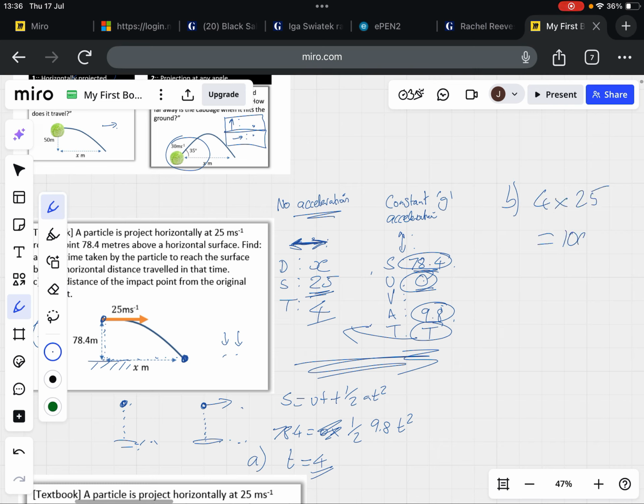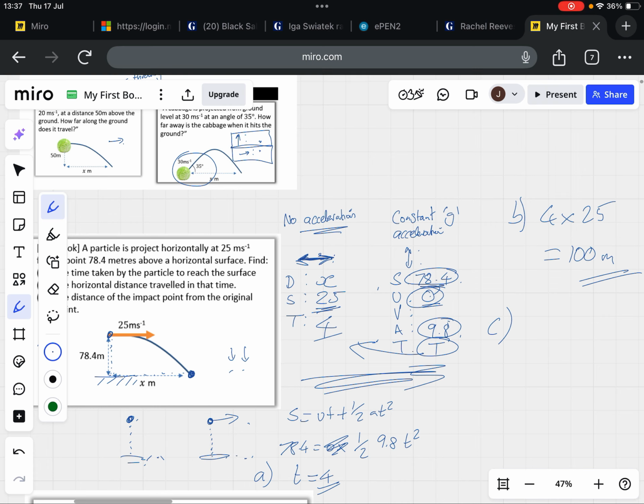Okay, and finally, C, let's read C. The distance of the impact point from the original. So why is C a question? 100 can obviously not be the answer because we haven't done anything new. Distance means that we need to take into account both the horizontal and the vertical. So this is a right angle triangle, and we want to do 78.4 squared plus 100 squared, and we want the square root of that. And this ends up being approximately 130 meters.